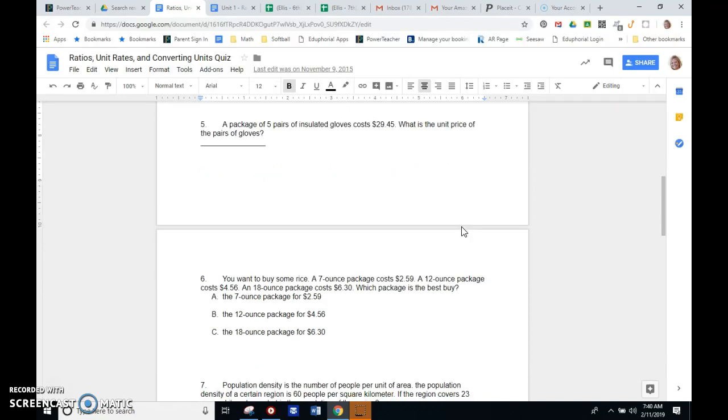Number 5, a package of 5 pairs of insulated gloves costs $29.45. What is the unit price of the pair of gloves?